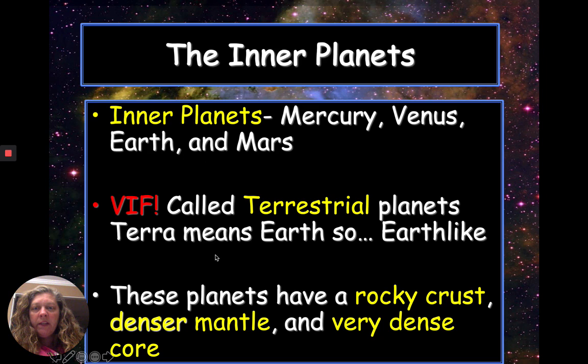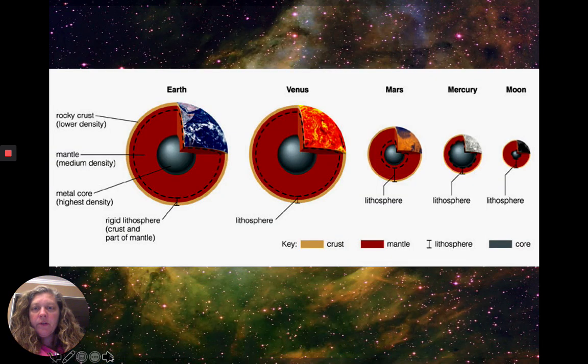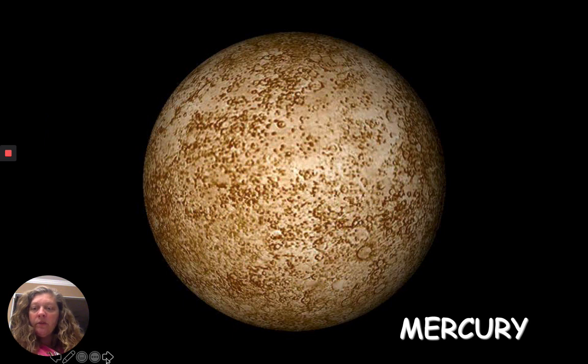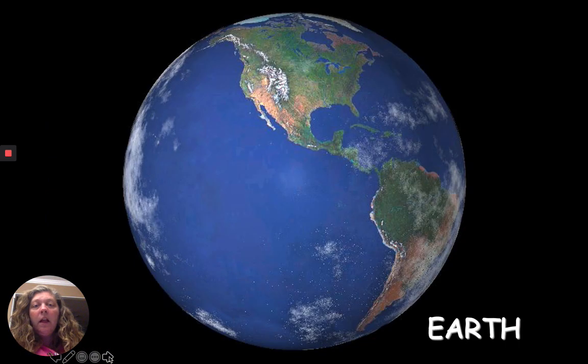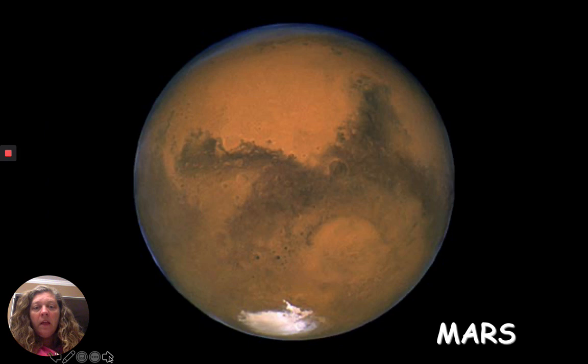The inner planets are terrestrial, they're denser. There's the inner planets. There's Mercury. These are actual photos. There's Venus. Venus is the greenhouse effect on steroids. What gas do you think Venus's atmosphere is primarily composed of? Well, if it's the greenhouse effect on steroids, carbon dioxide. Hometown feeling, there's Earth.